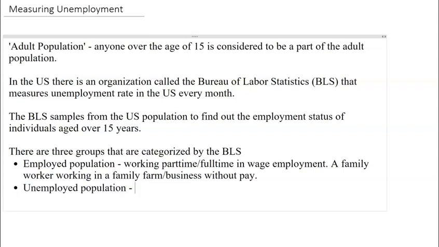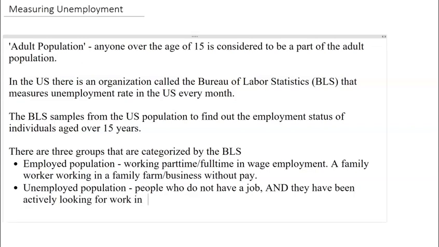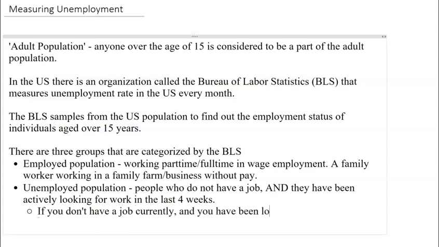The next group is what we would call the unemployed group. This is people who do not have a job, and they have been actively looking for work in the last 4 weeks. So for the unemployed population, not only do they not have a job, but they also have to have actively looked for a job in the last 4 weeks. Now, here's a side note. If you don't have a job currently and you have been looking for one last week, then you are considered unemployed.